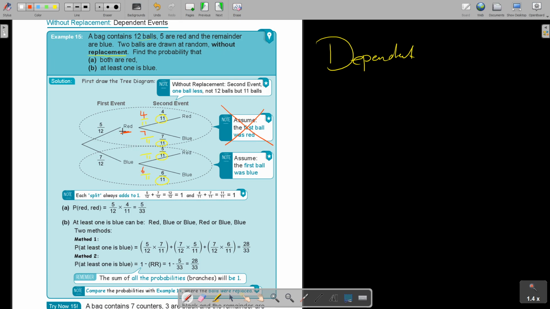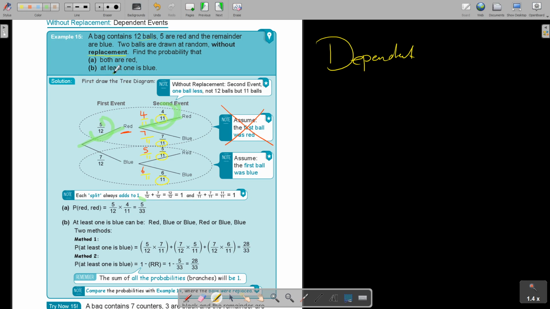But the red ones will be the same. Okay, and that's how you complete. Working on the tree is exactly the same. So if I say both are red, find your branch. Red, red. So what do I do with these 2 fractions? 5 over 12, and I'm just multiplying with 4 over 11, and I get the answer.